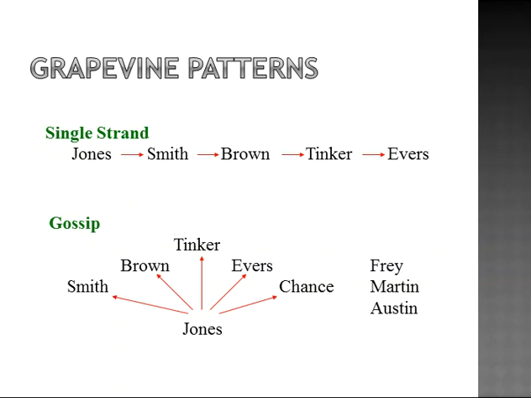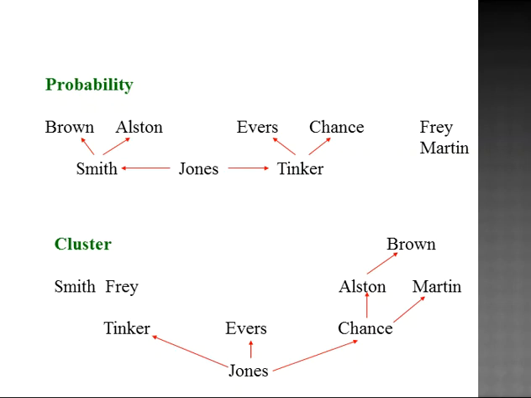It's just one straight line going that way. Or you can have the gossip, where it's going to a bunch of information, where Gossip Jones here tells Smith, Brown, Tinker, Evers, and Chance. Okay, whereas Frey, Barton, and Austin are still left out of the loop there. We have probability. So we have Smith talking to Brown and Austin, who got it from Jones. Jones gave it to Tinker. Tinker gave it to Evers and Chance. Frey and Martin left on the outs there.